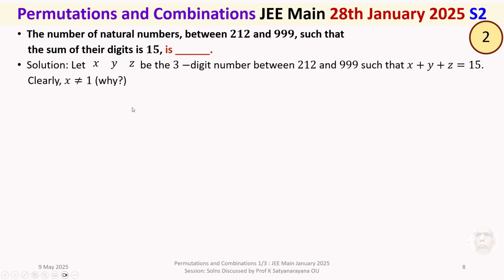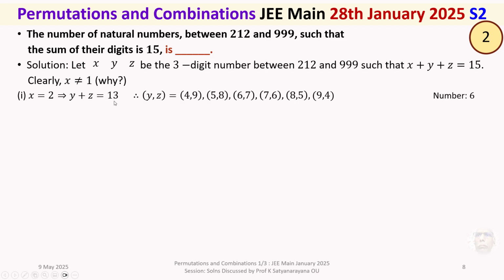Right. So, x starts from 2, let us say 2. Then, y plus z must be 13, so that x plus y plus z is 15. Now, how do you select y and z? Suppose y is 0. You can't have 0 plus z is 13, as z would be 13. It's not possible. Y and z are digits 0, 1, 2, 3, up to 9. So, therefore, y starts from 4.